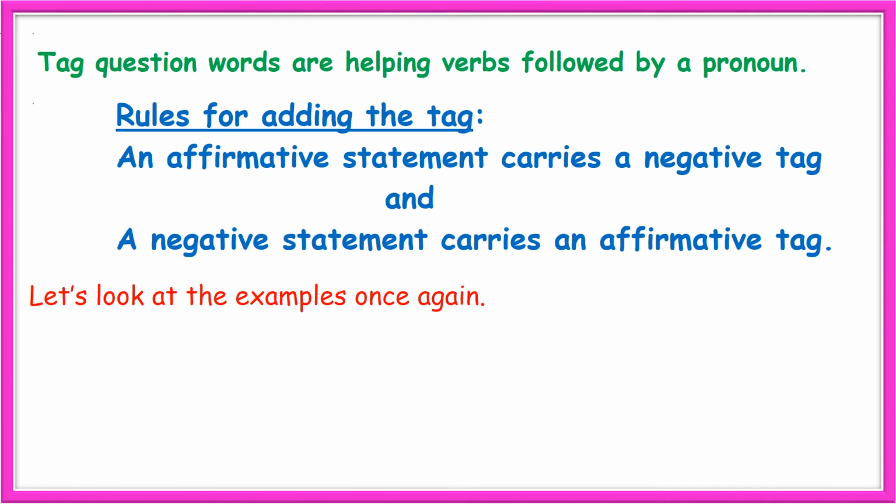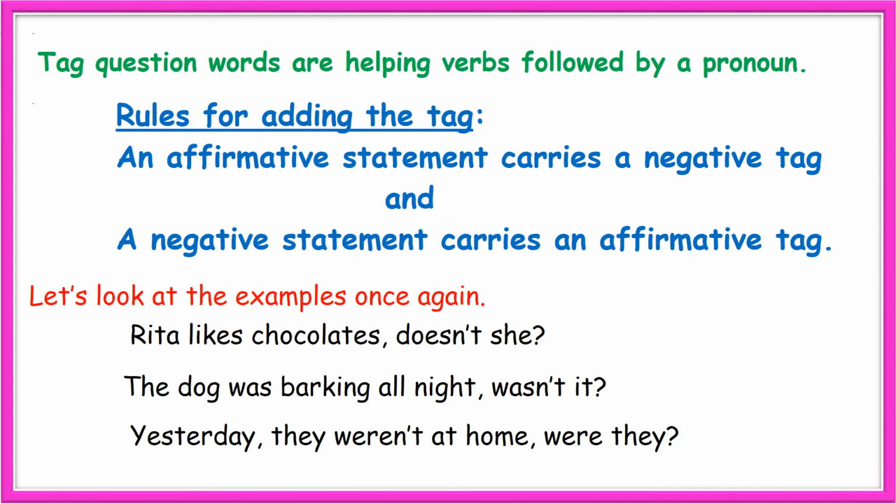Now let's look at the examples once again. Rita likes chocolates, doesn't she? Now how do we follow the rules? We copy the statement, Rita likes chocolate, followed by a comma, then we add a helping verb, doesn't, followed by a pronoun, she, because here the subject Rita is of feminine gender, so we add she as a pronoun and then a question mark. Now, since Rita likes chocolate is an affirmative statement, the tag is a negative one.